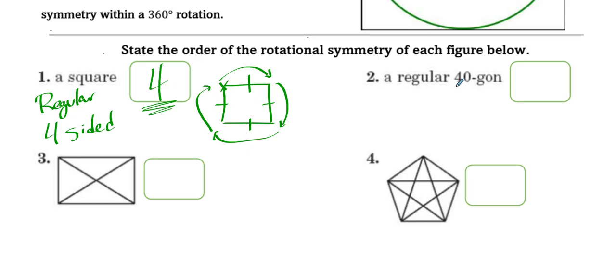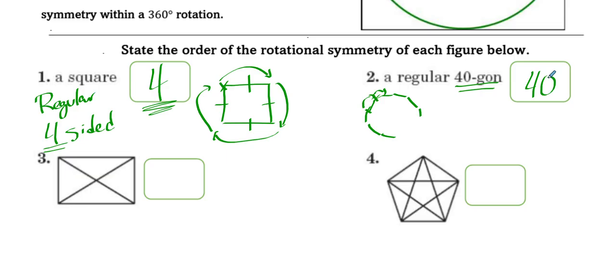A regular 40-gon is just saying we have a shape that has 40 sides. I'm not going to draw all 40 sides, but it's got 40 sides, and they're all the same length. I'm obviously not going to be able to draw that, but it's the exact same idea here. We're going from one vertex to the next, from there to there, there to there, 40 times. That has an order of 40.